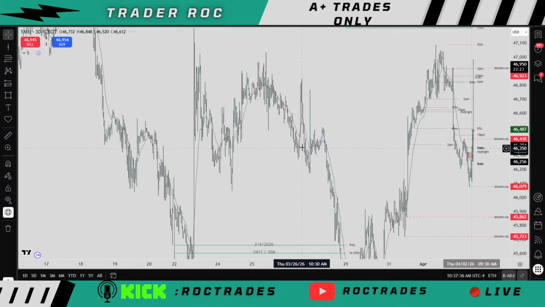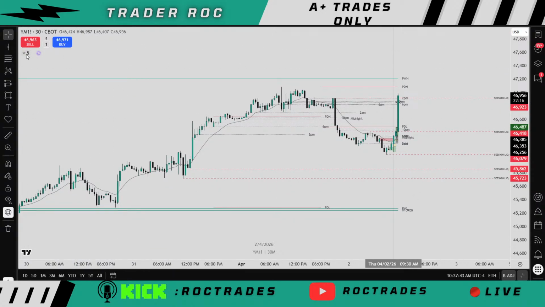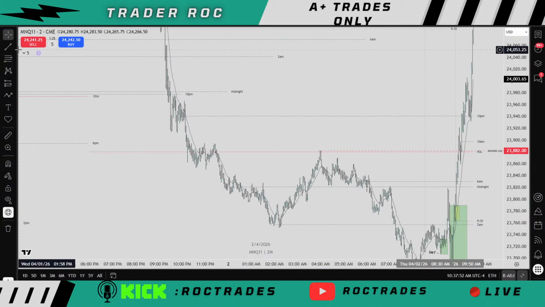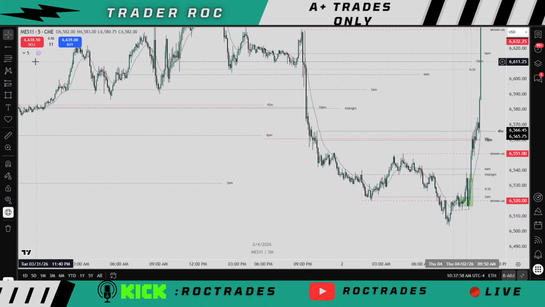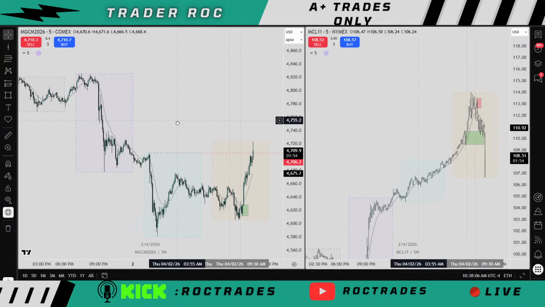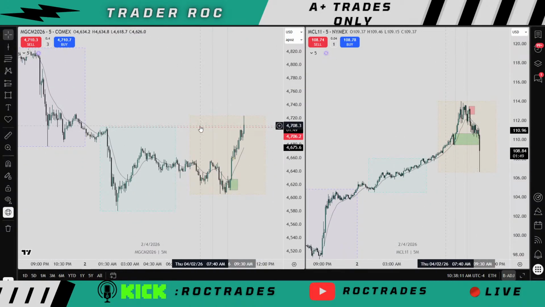Let me actually screenshot these. These types of moves are the ones you want to catch every single time. Like, these are the bangers. These are the money makers. Swept London low on YM. Swept London's low on NAS. Swept London's low on ES. But we didn't sweep London's low on gold. All right. That's a fun note. Led to a massive move.